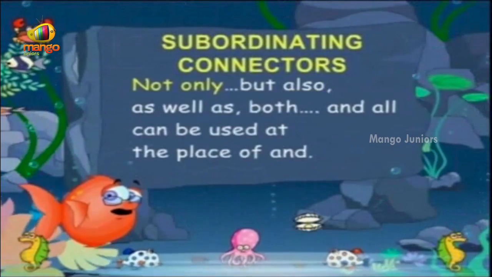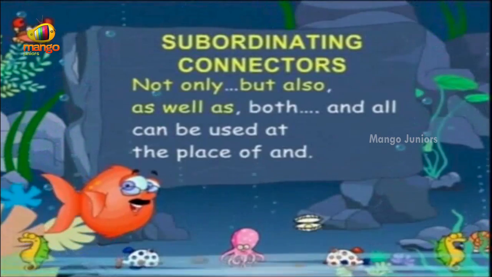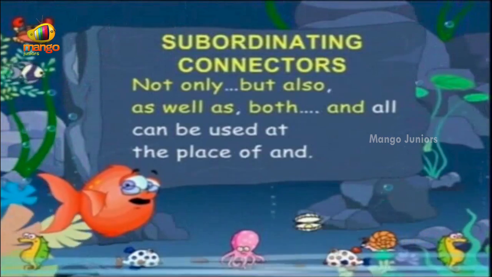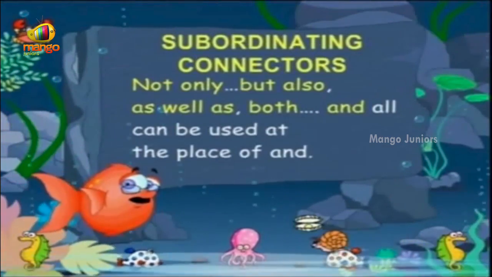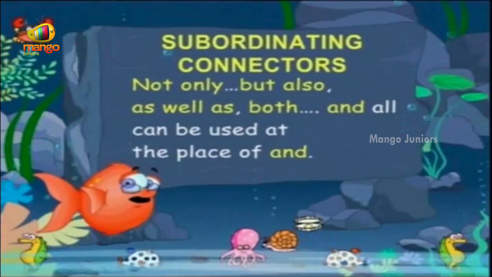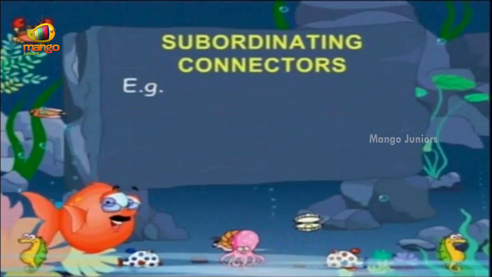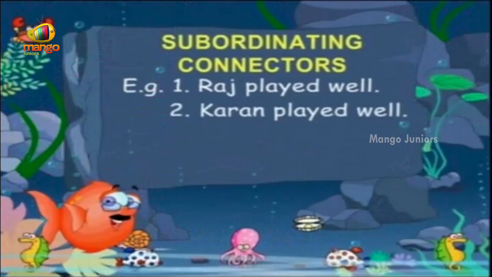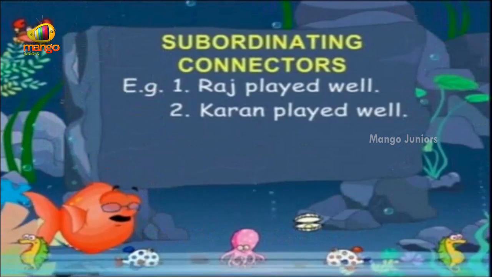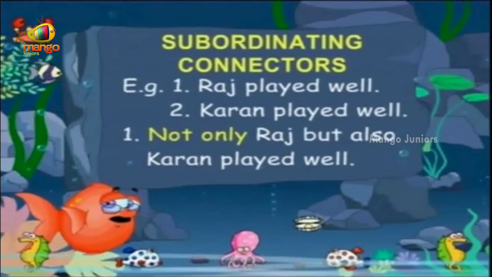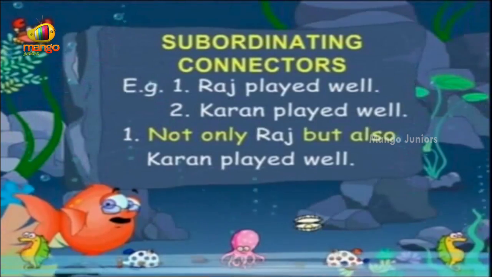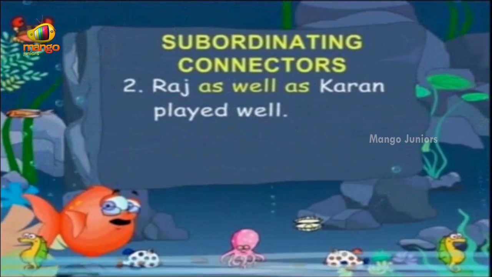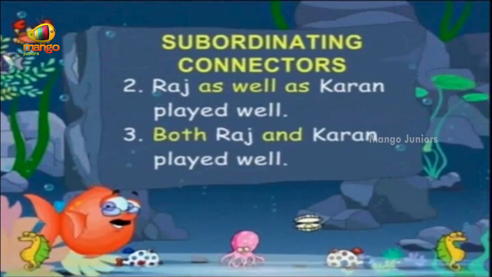Not only, but also, as well as, both and, all can be used in the place of and. Example, Raj played well. Karan played well. Not only Raj, but also Karan played well. Raj as well as Karan played well. Both Raj and Karan played well.